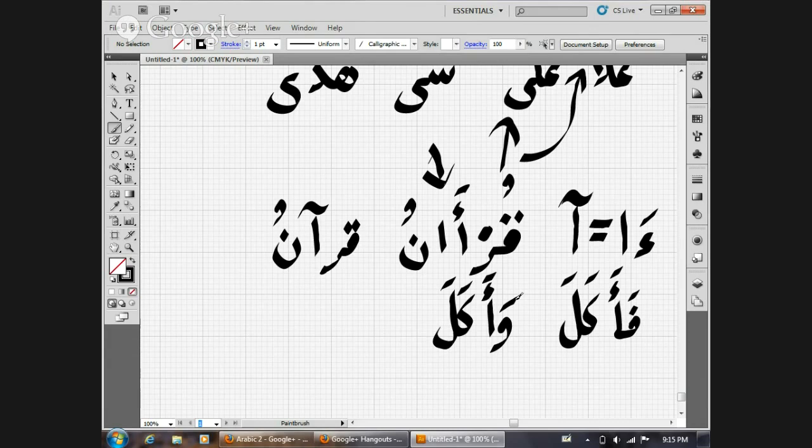So now I write this wa here. The trick here is when you add this wa, and wa is one of the most common letters or words in language, as well as in the Quran. It's probably one of the most common words in the Quran. Anyways, wa akala has to be written without a space in between. So any one-letter word is written without a space.